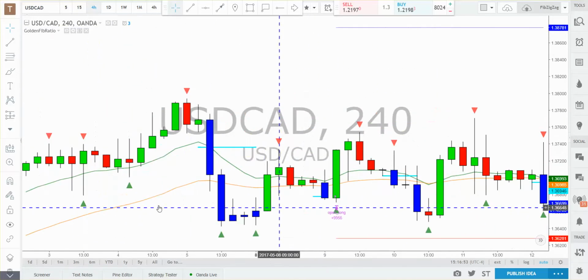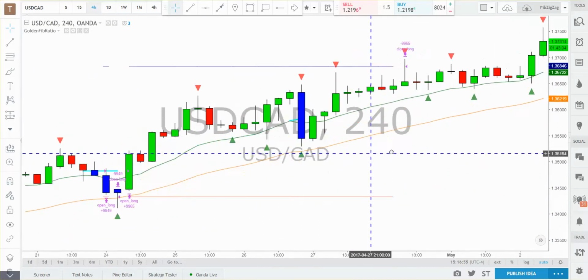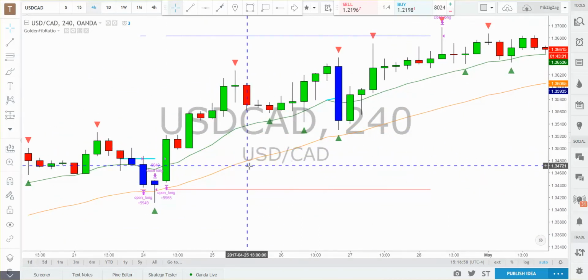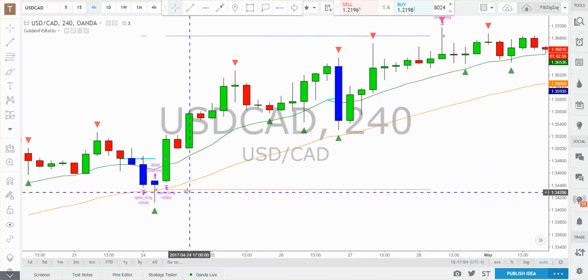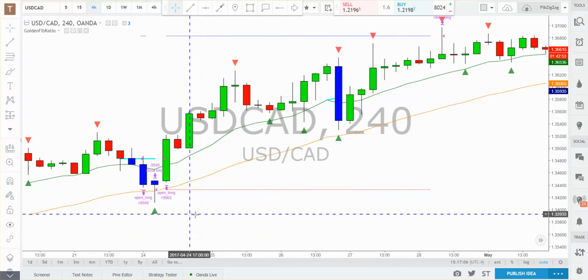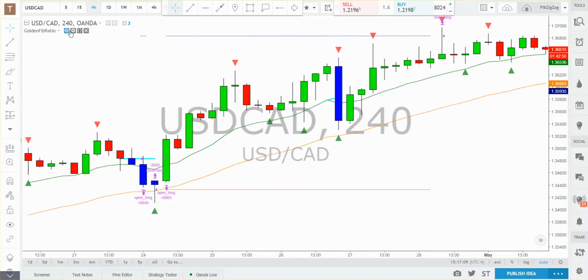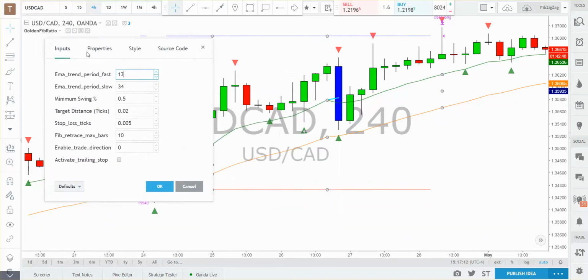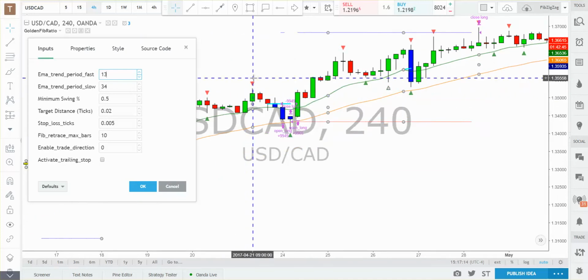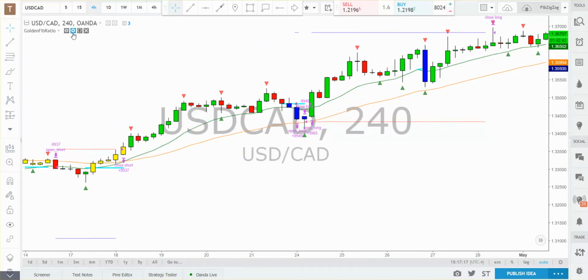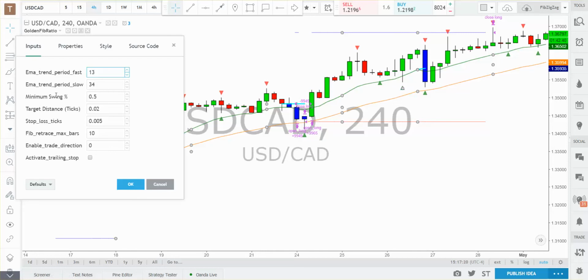So that's pretty much one of the biggest differences between this version and the one in MT4. Also, this is a strategy, so it will actually give you long and short entries right on the chart. I'm going to go through the inputs here, and as I go through them, I'll explain the strategy in a little more detail. You have the 13 and the 34 EMA periods, which you can change to anything you want, but the most important input is the minimum swing percentage.